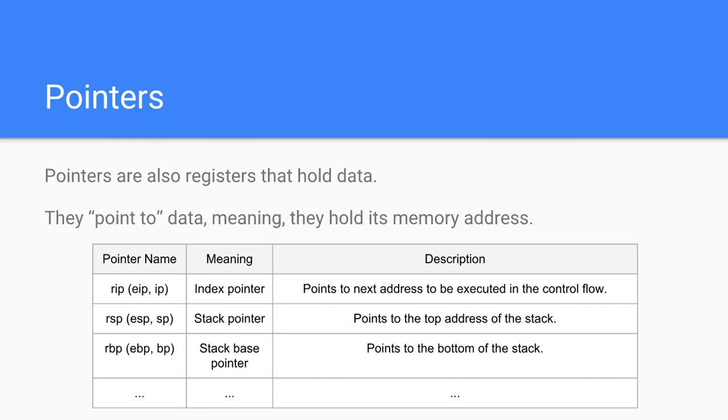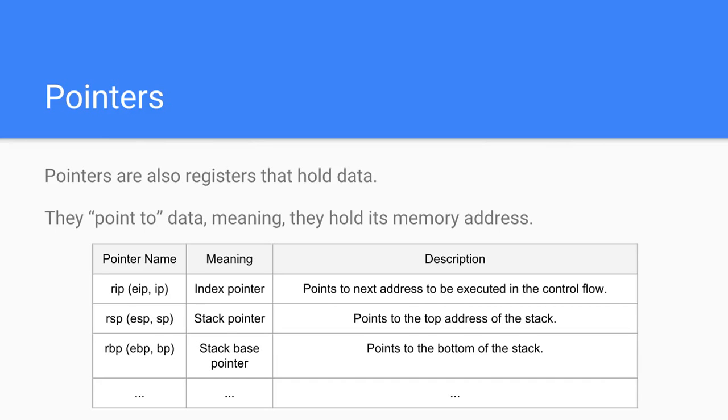There's also pointers. Pointers are registers, so they hold some data, and they point to data, meaning when you point to something, that means you hold that thing's memory address. You don't hold its value, you hold the address in memory to locate it.